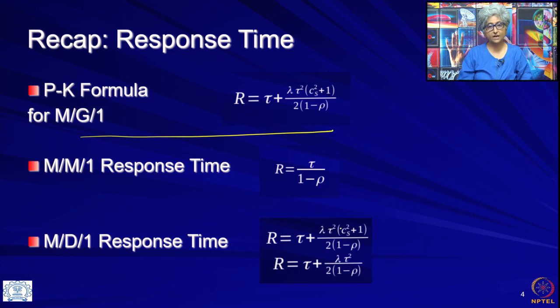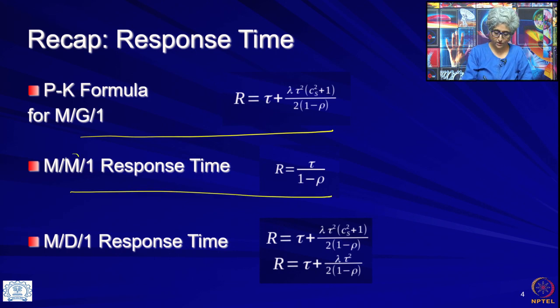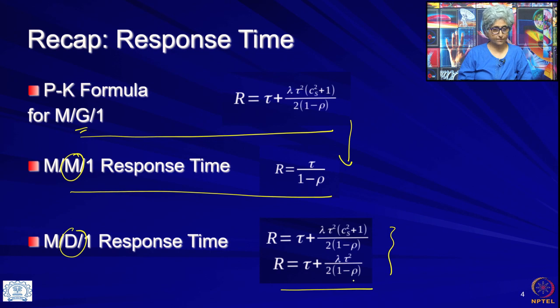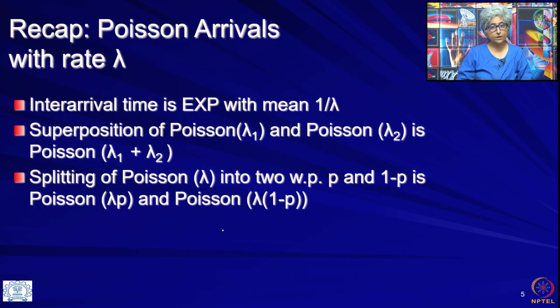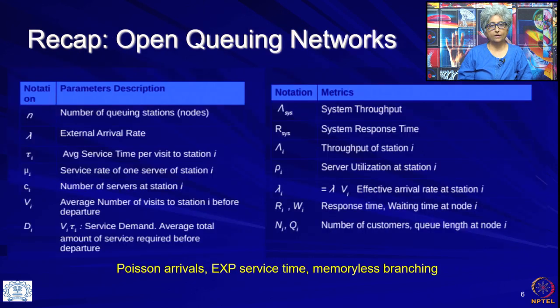We have learnt the PK formula for the M/G/1 queue, and the special case of that is the M/M/1 queue, where you take exponential service time distribution and make a special case of this. The same with M/D/1, D is also a special case of G, and you get this formula for response time. We also studied some properties of Poisson arrivals. Again, this is for your reference. We are not going to repeat all this today.